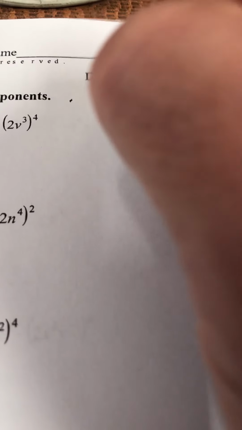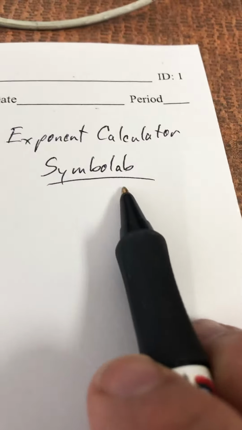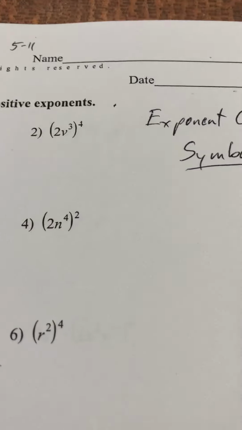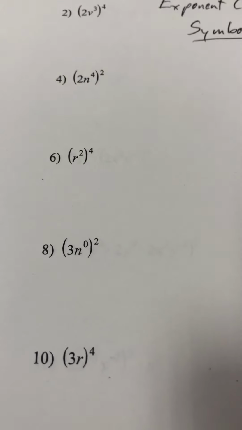And then you can use Symbolab once again, and you look up exponent calculator. And pick the one that's Symbolab. After you do a search for exponent calculator, pick Symbolab. Plug these in, it shows you the steps if you're having a lot of difficulty and you can't get to me.